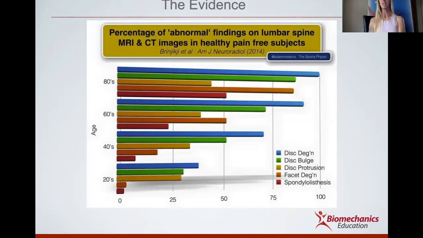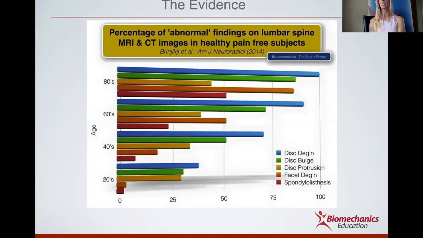So you can see even down in the 20s, there were some of these issues, particularly disc degeneration is quite prevalent, in between 25 to 50% of 20-somethings to 30-somethings. So there's often a fear related to some of this language.